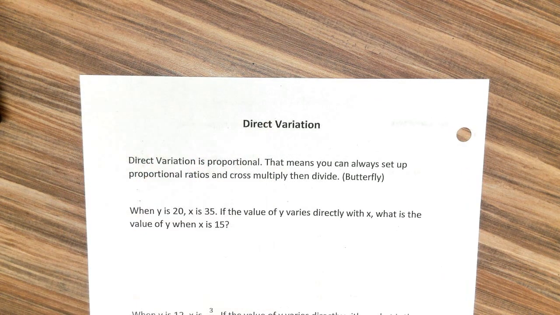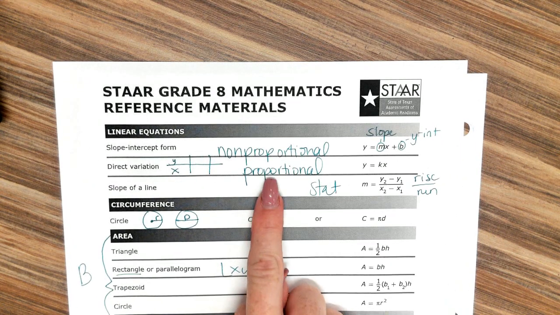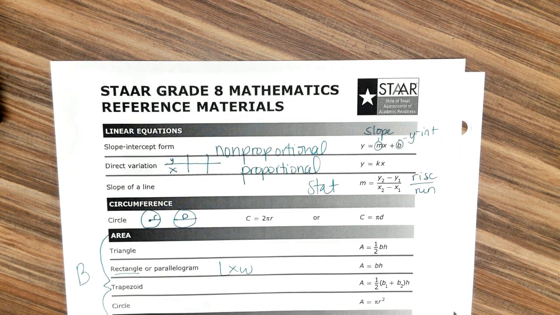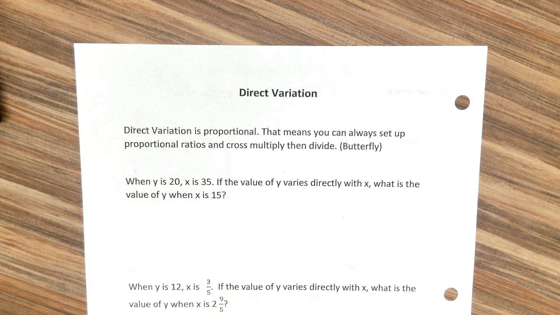Why is direct variation included in this lesson? Look at your star chart. It is proportional. Direct variation means proportional. So, right here I wrote for you, direct variation is proportional. That means you can set up proportional ratios and cross multiply and divide. This is where you make the box. So we're going to do two examples and then you'll be on your own.